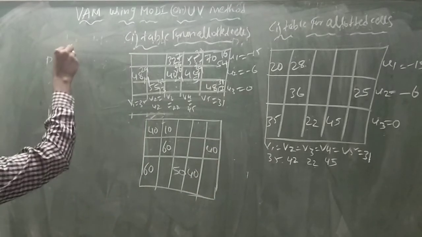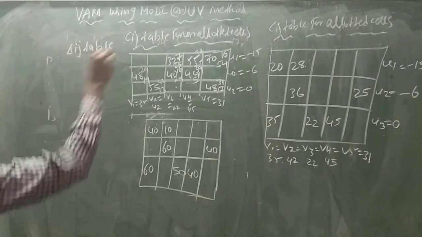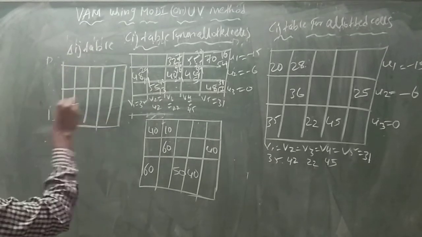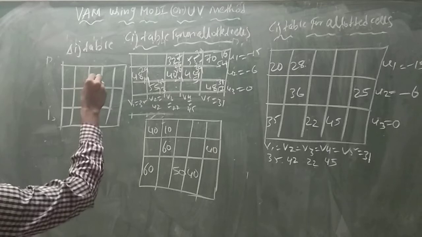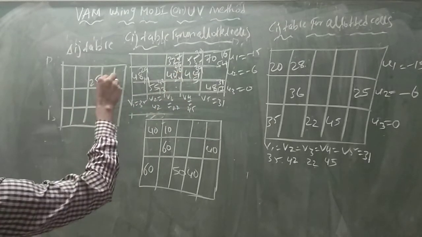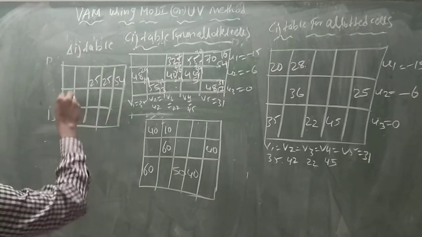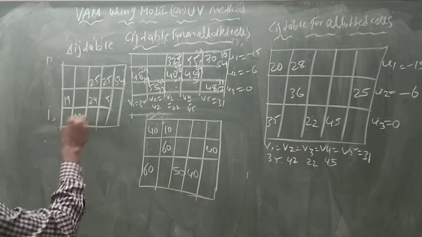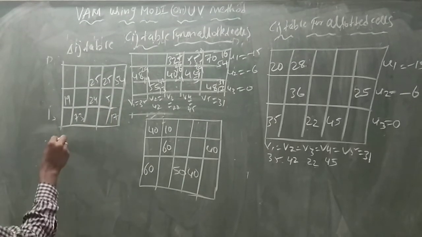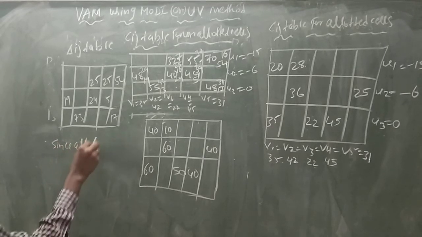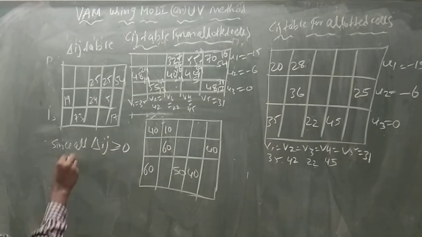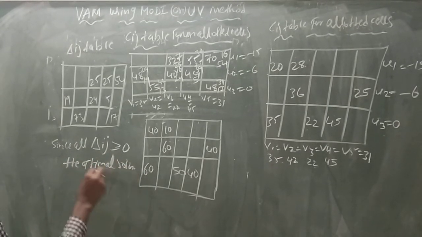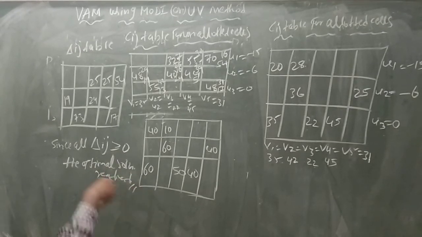So therefore, the delta ij table: the delta ij values are 25, 25, 54, 19, 24, 5, 13, 17. Since all delta ij are greater than or equal to 0, the optimal solution is reached.